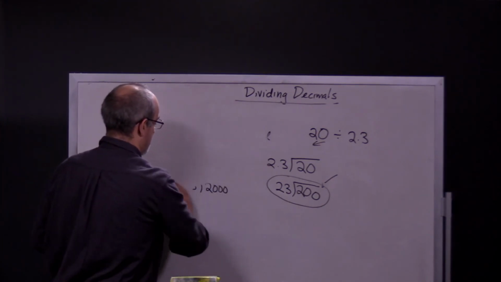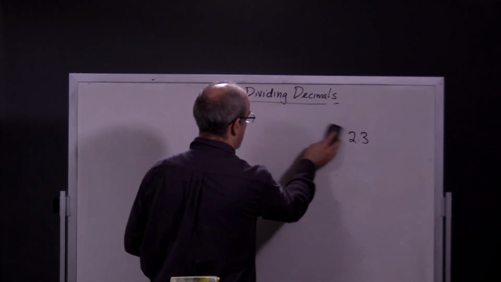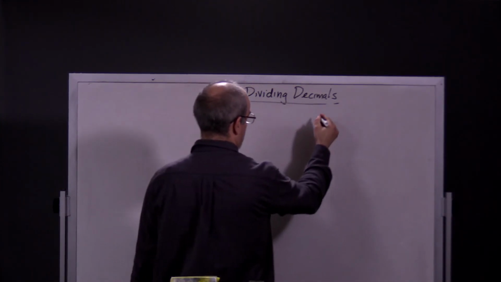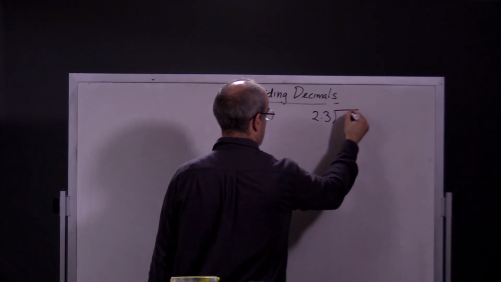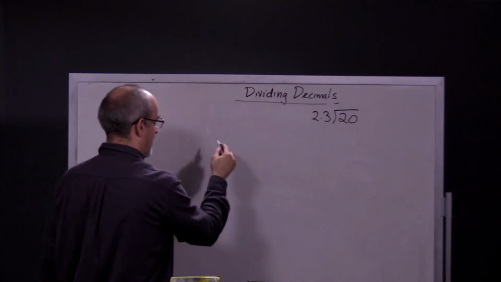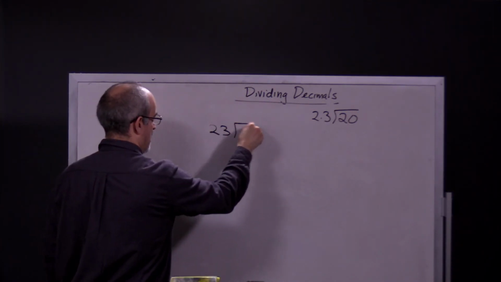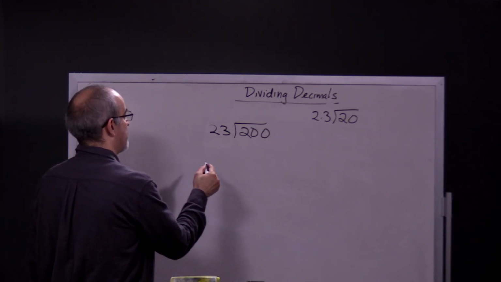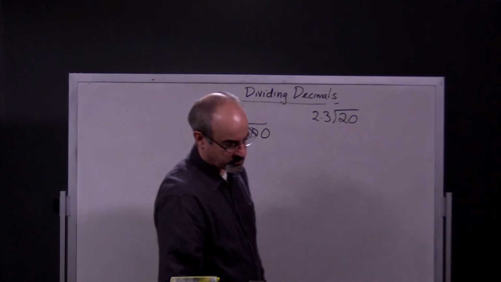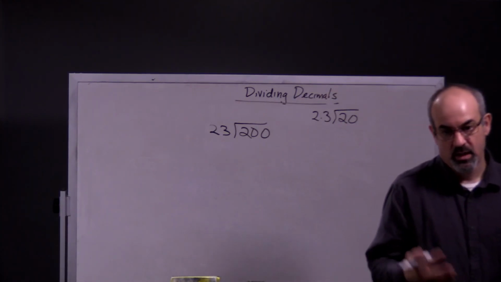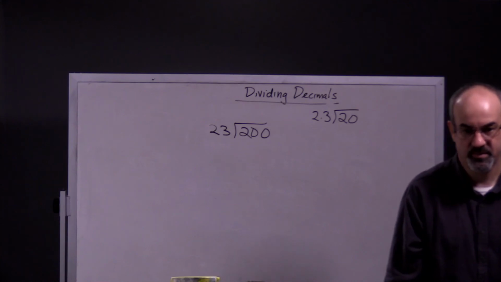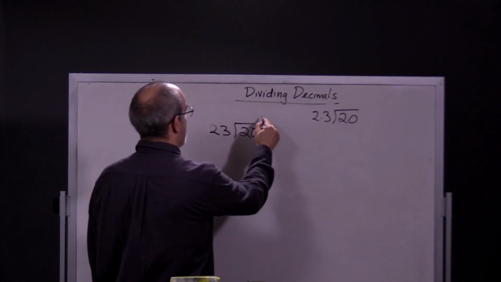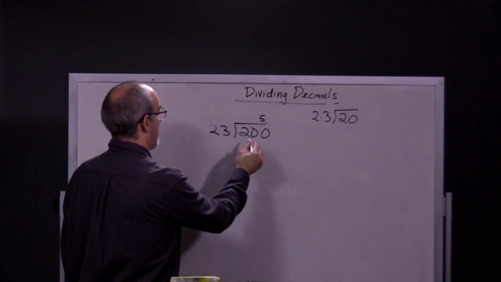So I'm going to do this, 200 divided by 23. Remember, it's the same as 20 divided by 2.3. I just changed it to this. It's the same problem. Let's scaffold. The reason to scaffold is just because I think it's fun. I'm going to guess that 5 goes in without going over.